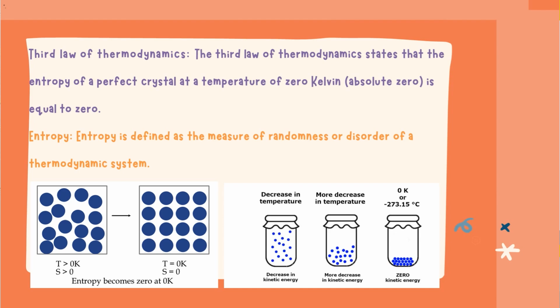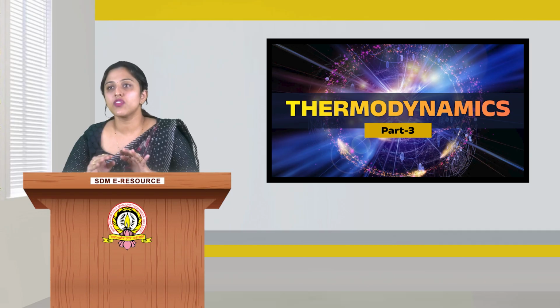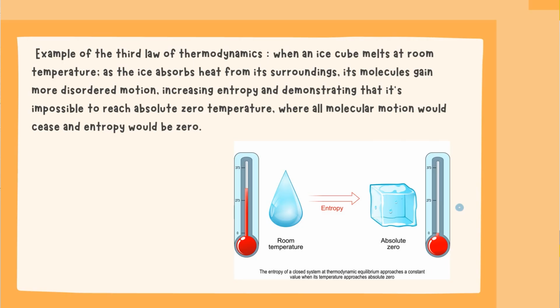In the second diagram, the decrease in temperature represents the decrease in kinetic energy. If you further decrease the temperature, the kinetic energy will decrease, and when the temperature reaches 0 Kelvin, there will be 0 kinetic energy and the disorder, or the entropy, will be 0. An example of the third law of thermodynamics: when an ice cube melts at room temperature, the ice absorbs heat from its surroundings, its molecules gain more disordered motion, increasing entropy and demonstrating that it is impossible to reach absolute zero temperature, where all molecular motion would cease and entropy would be 0.